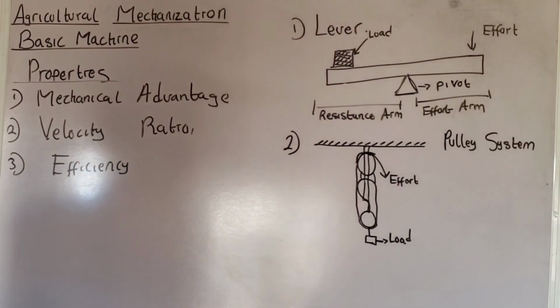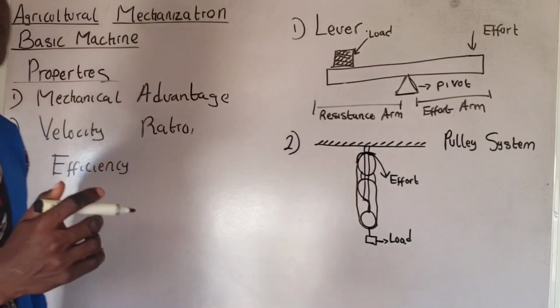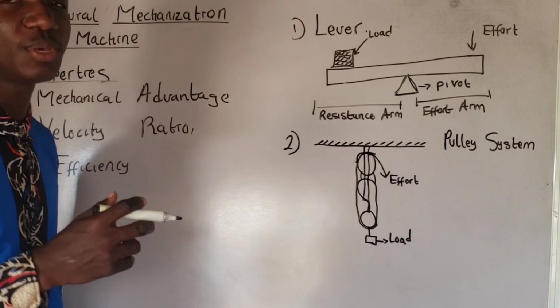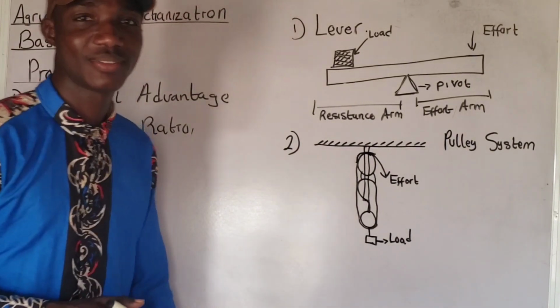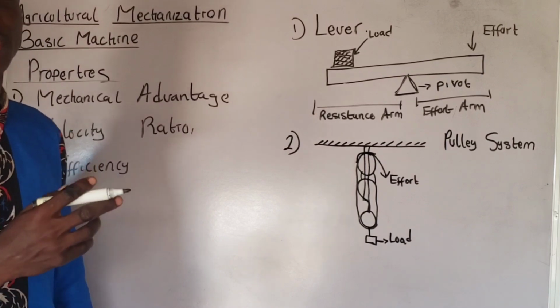Now, in this pulley system, we have two types of pulley. We have the movable pulley and we have the fixed pulley. So that is what we call the pulley system. That is the importance.